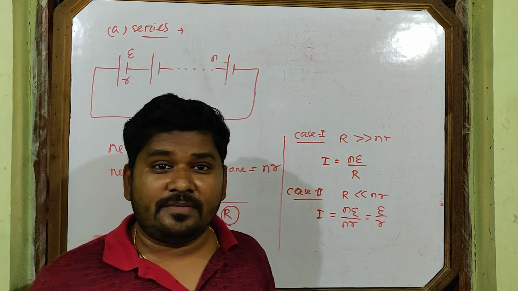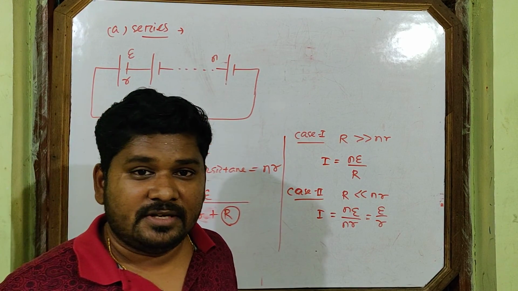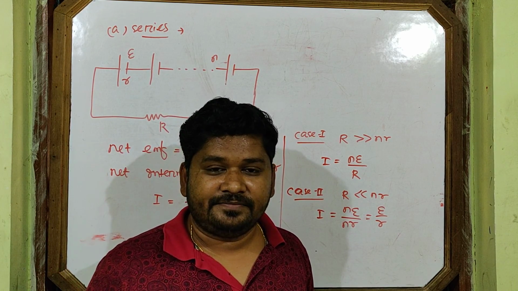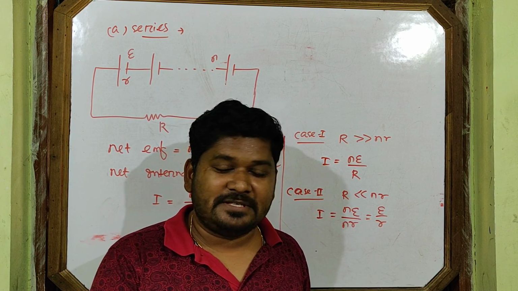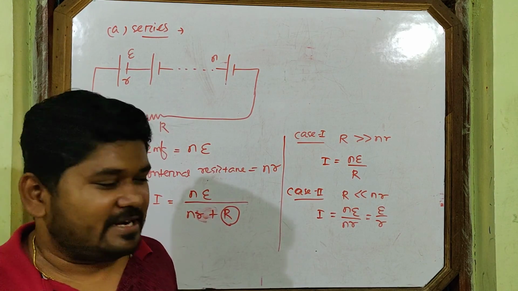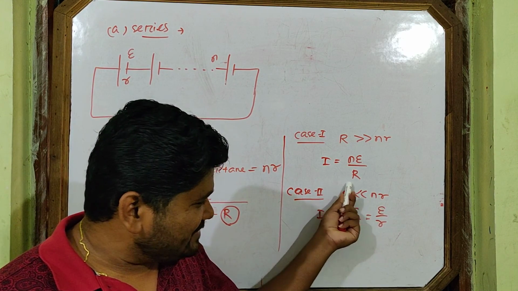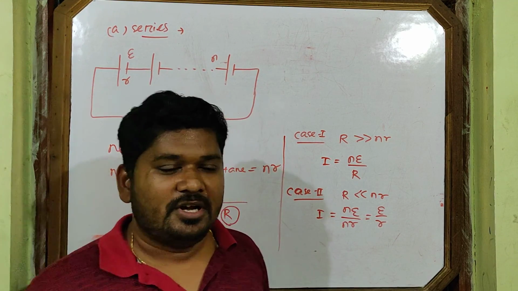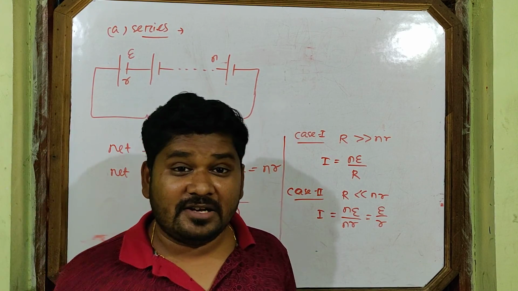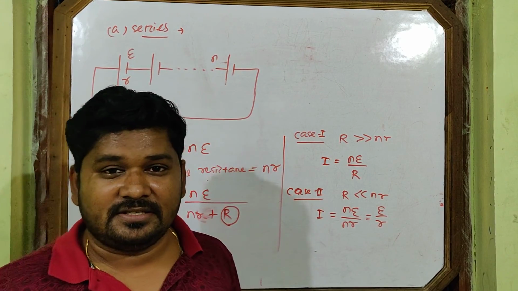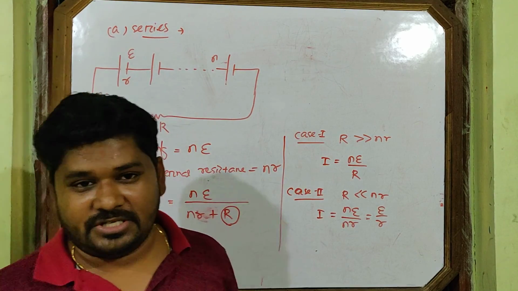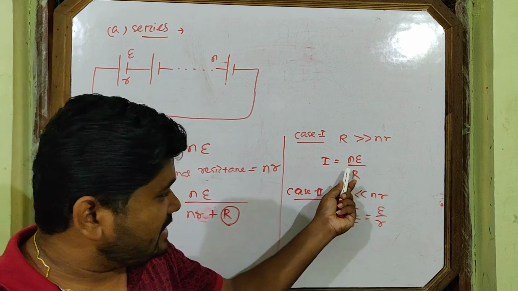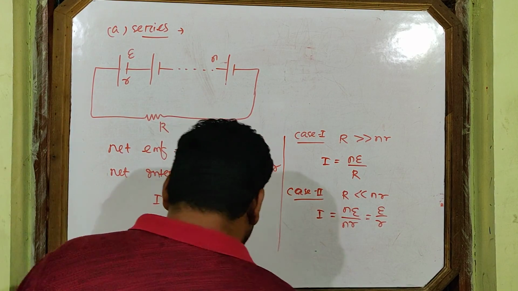What's the requirement of more cells? In series combination, if external resistance is very small, then connecting more cells has no advantage. That means when external resistance is very small, series combination is not useful. When external resistance is large in comparison to internal resistance, then you do series combination. Now you understand where series combination is useful: when external resistance is very large.